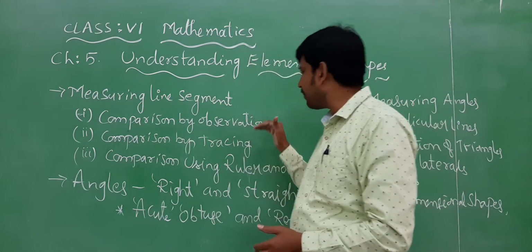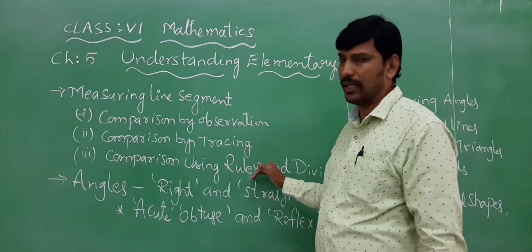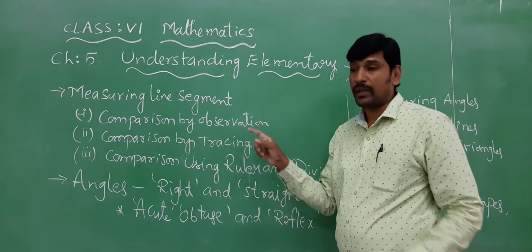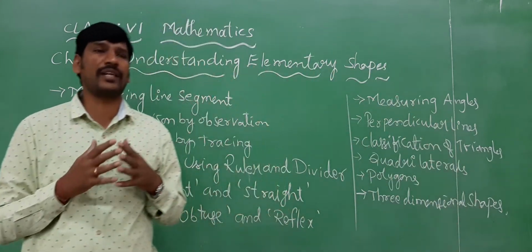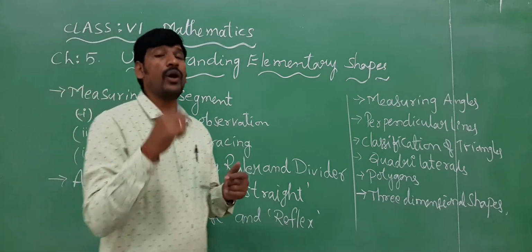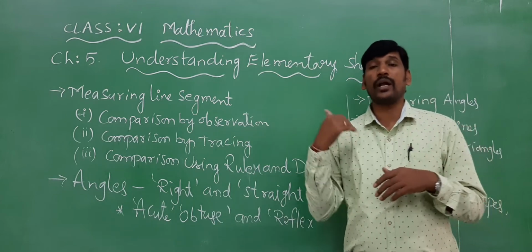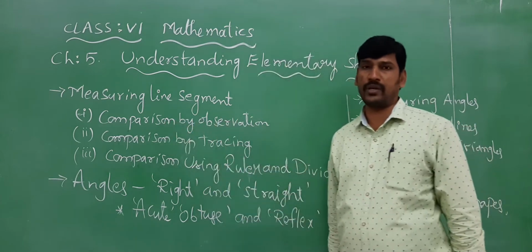Further, there are three methods to measure the line segment. One is comparison by observation. By observing the given two line segments or three line segments, which is the bigger one, which is the smaller one, we are going to observe and say which is the bigger one and which is the smaller one by using comparison by observation.